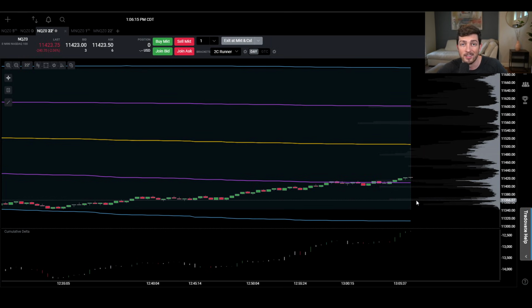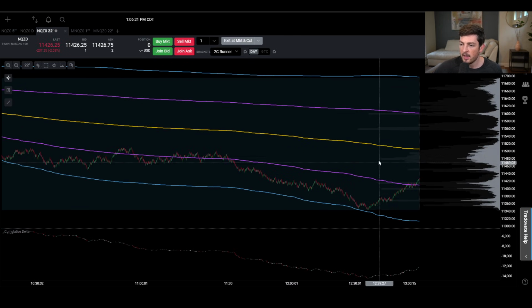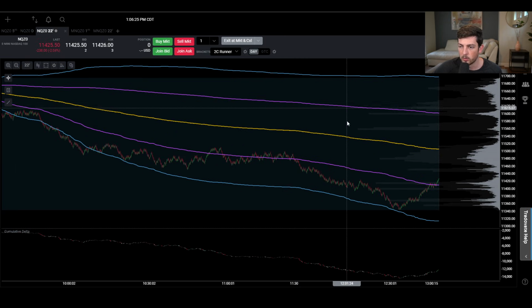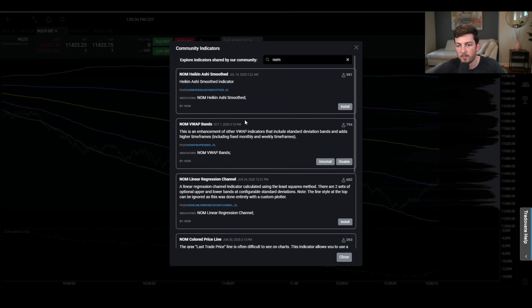So the last big thing to look for in my trading styles is where are we at on the bands, right? So this is VWAP. Our yellow line is VWAP. We have -1, +1 on the standard deviations, -2, +2 on the standard deviations. If you're looking for these VWAP bands, go to indicators, explore community indicators, type in NOM, and it's the NOM VWAP bands. You just click install and you're done.